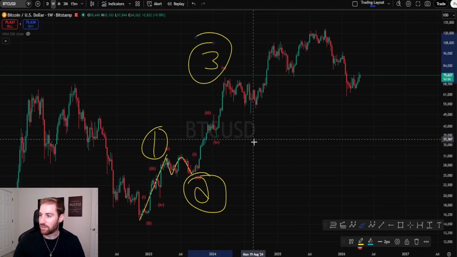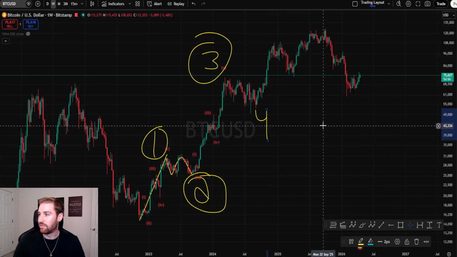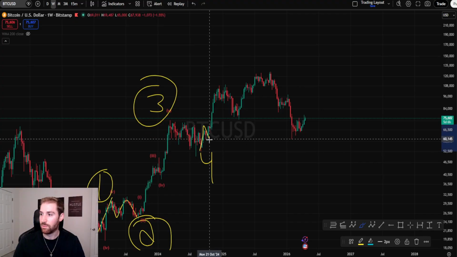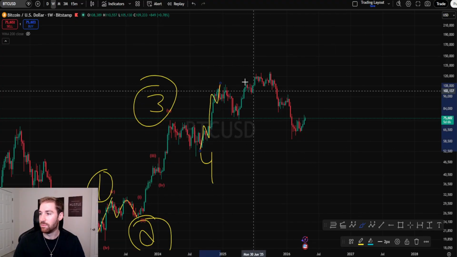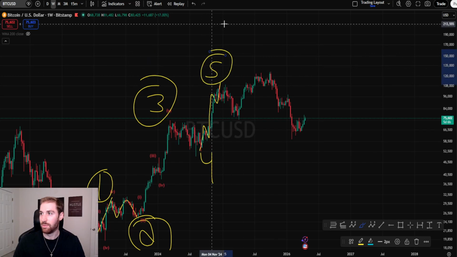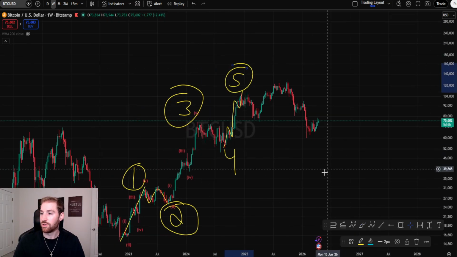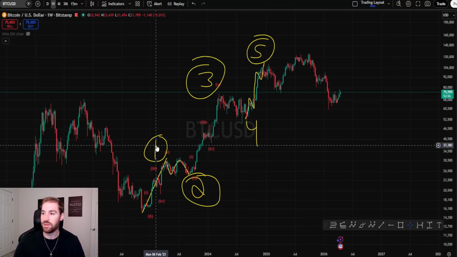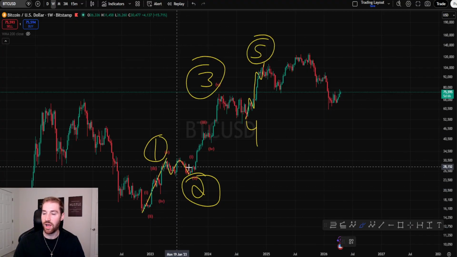And then we have this corrective 4, and then a final wave 5, which if we go down to the daily time frame, you can see a 1, 2, 3, 4, and a 5-wave movement here. We can mark that as our major 5. So now we have an understanding of what a subwave looks like versus a macro wave. These circled here are our macro waves. These in red are our subwaves.